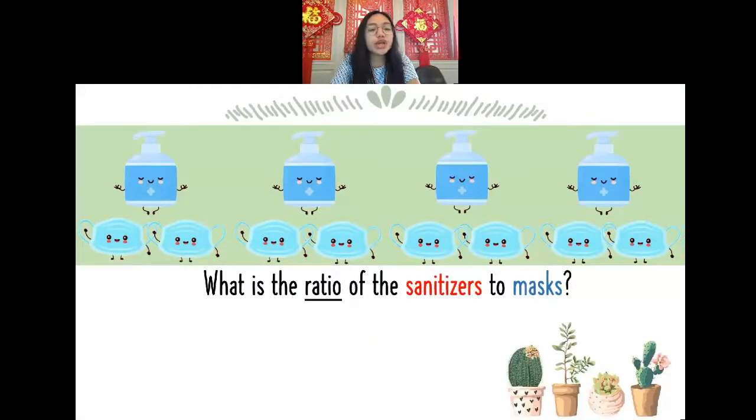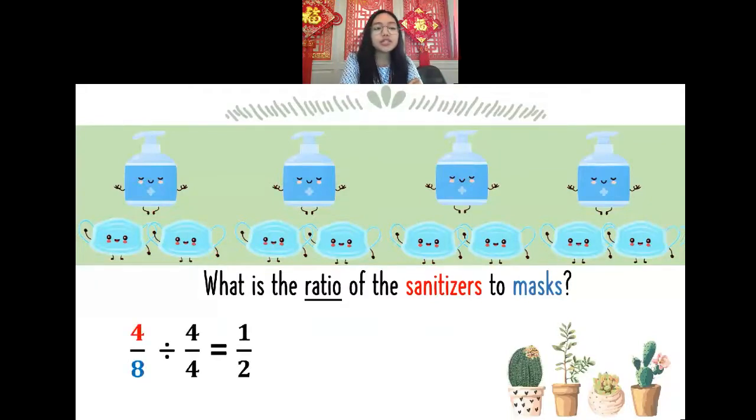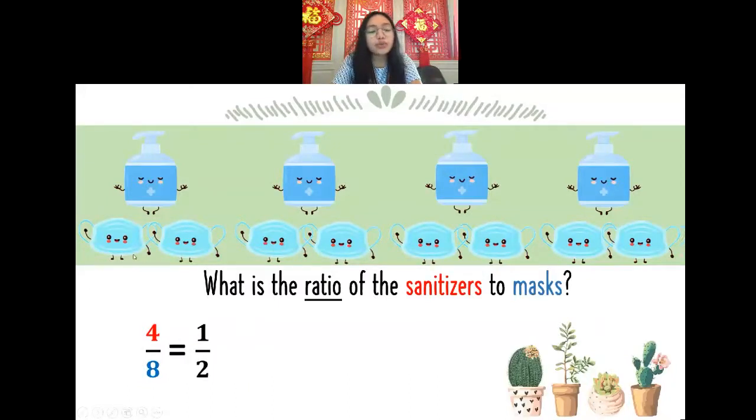Okay, now let's proceed. Let's go back to our first example, which is sanitizer and mask. As you can see here, 4 over 8, we could still simplify it, right? We could lower it by dividing by their common factor, which is 4. So 4 divided by 4 is 1, and 8 divided by 4 is 2. So the answer is 1/2. We could say that 4 over 8 is equal to 1/2.